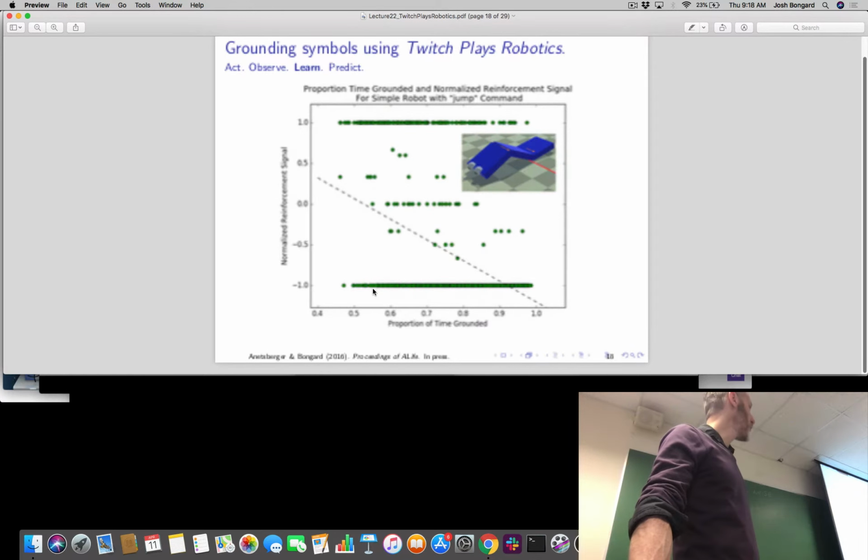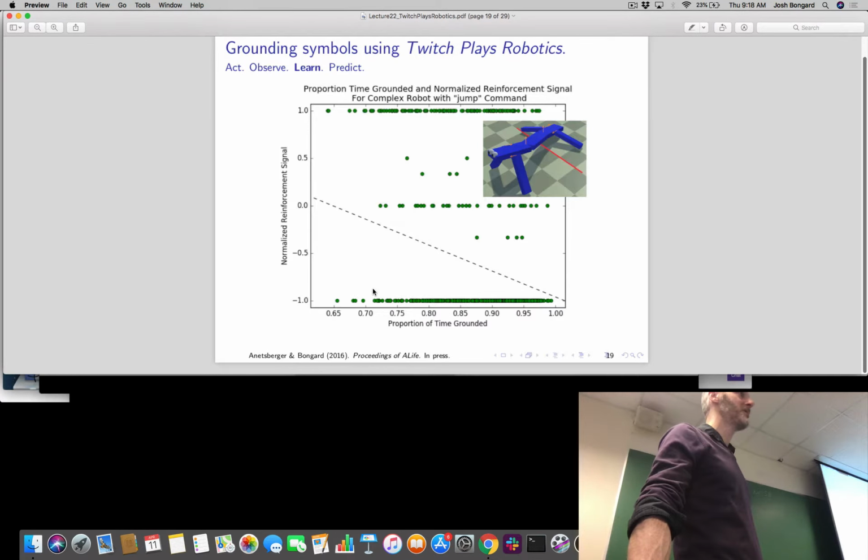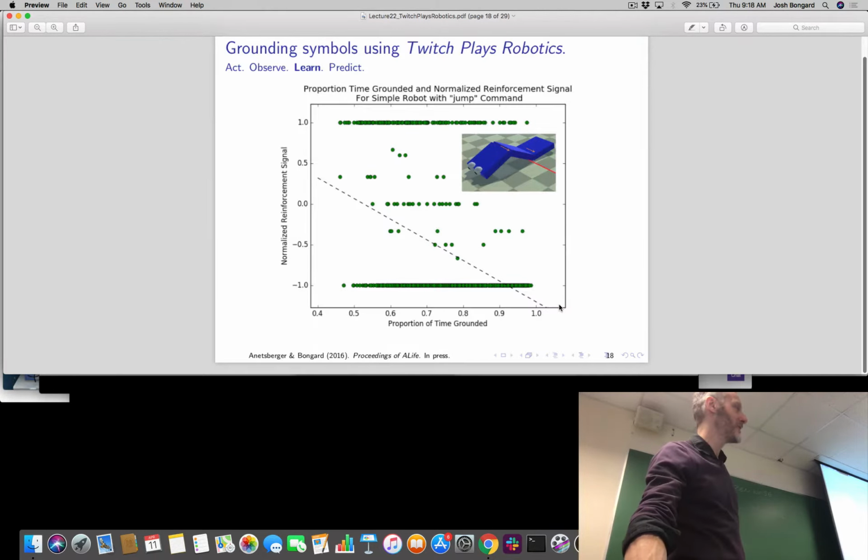Do these two robots understand jump in the same way? If you were to ask any one of these robots what JUMP means, at this point the robot would give you back this dotted line. The more time I spend on the ground, the more of these things I get. That's the robot's understanding of what JUMP means at this point. Do these two robots understand jump in the same way? See a couple of nods.